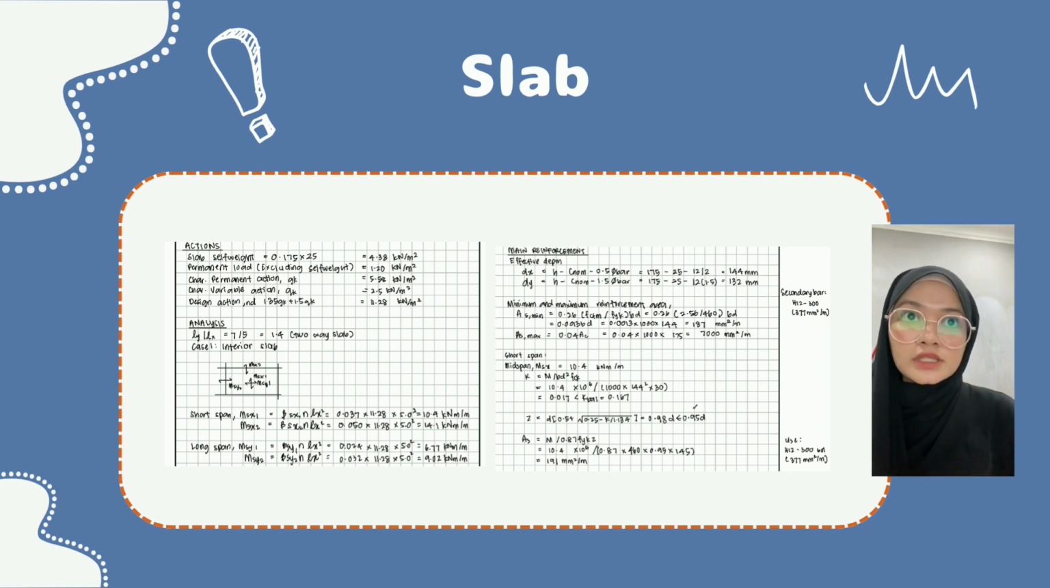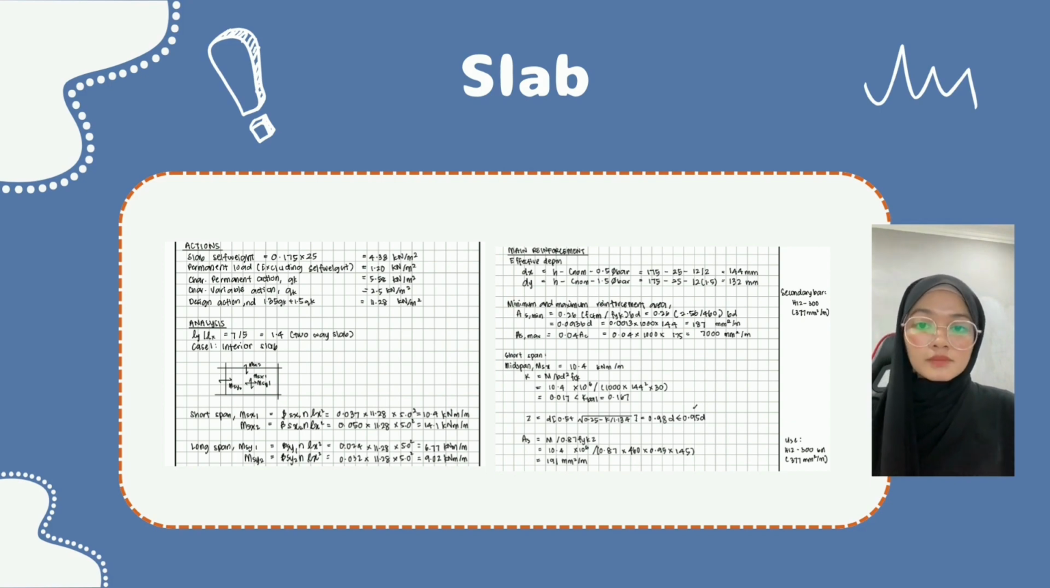Next, for the main reinforcement, I check the effective depth first, dx and dy, and I got dx is 144 mm and dy is 132 mm. The first thing, I calculate the minimum and maximum reinforcement area to get the secondary bar, and I get AS min is 187 mm square per meter. So I use the secondary bar H12-300, which is 377 mm square per meter. So the AS max is 7000 mm square per meter.